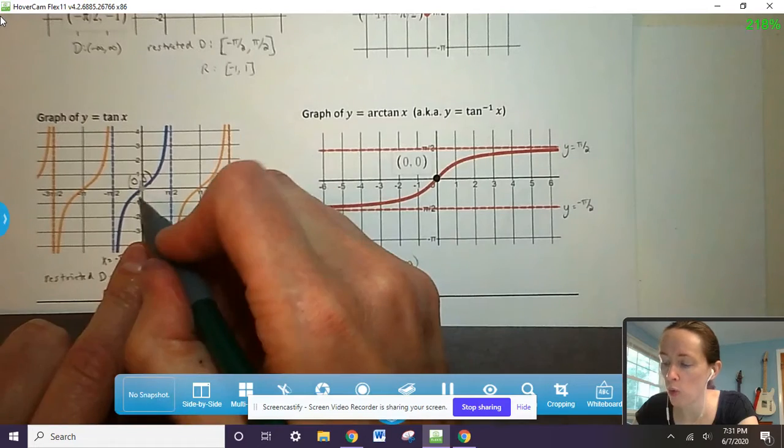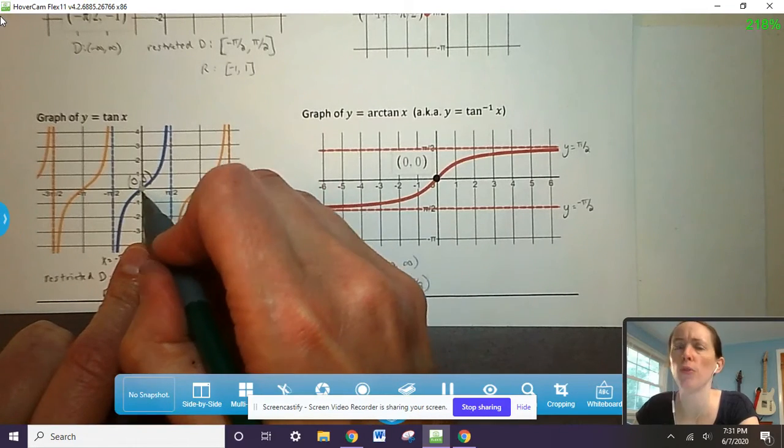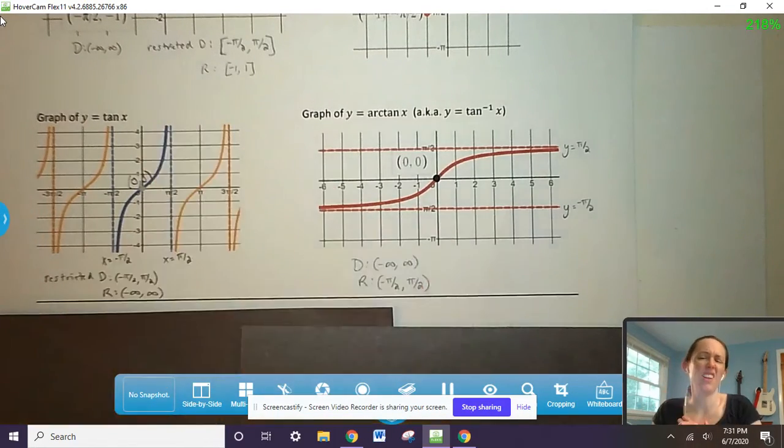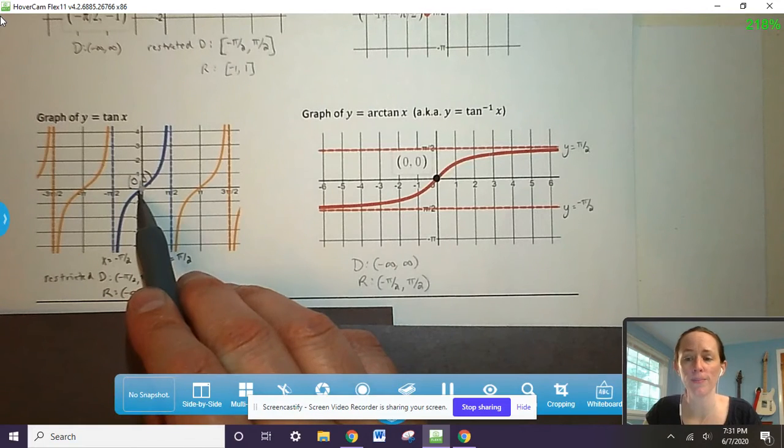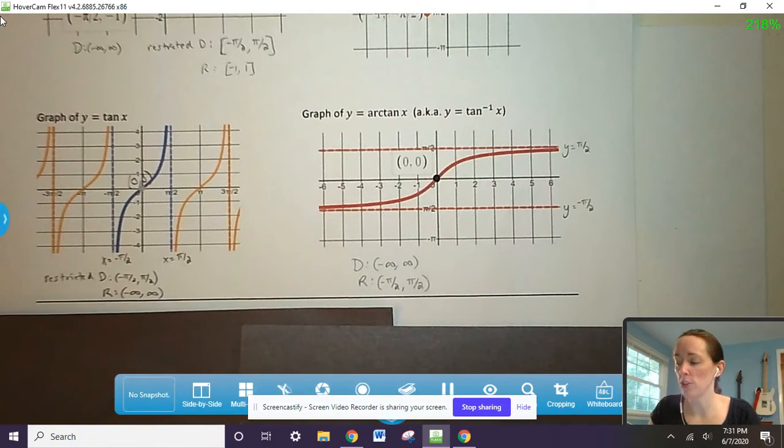The point pi/4, 1 is on there. The point pi/3, radical 3 is on there. But those are hard to kind of see. So in terms of quadrant angles, the only special point there is 0, 0. It's the y-intercept. It's the point of inflection. If we switch that, we still have 0, 0.